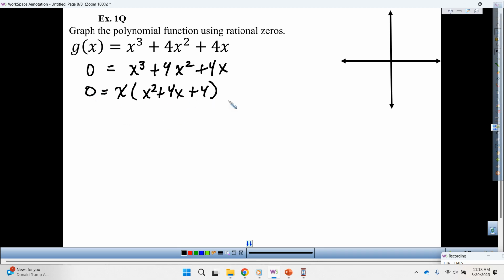Can we still factor that trinomial? Yes. Factors of 4 that add up to 4. Mario. 2 and 2. X plus 2. X plus 2. Bring down the x equal to 0. Next step. Mariah, what do I do next?